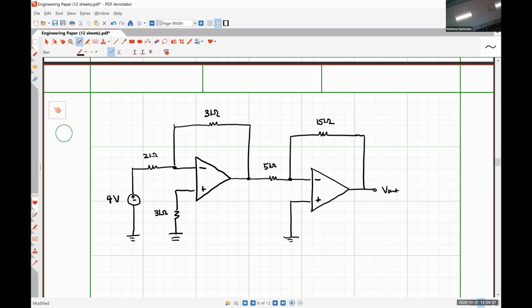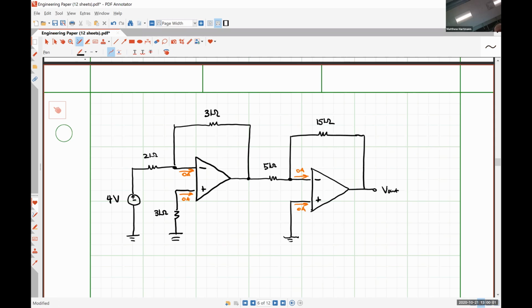Alrighty, so now we have a circuit containing two op amps that are chained together. We can still apply our basic op amp rules. So we know that this is going to be 0 amps. This guy is also 0 amps. This guy is 0 amps. And this guy is 0 amps.